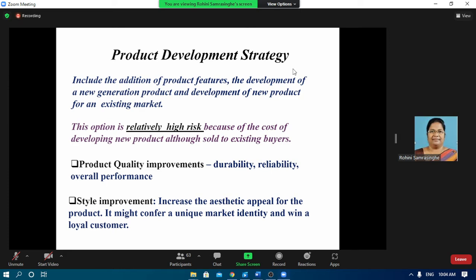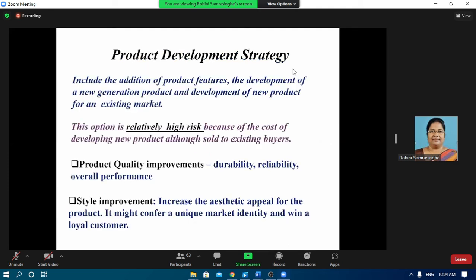They can even consider style improvement. They can think about how to increase the aesthetic appeal of the product. Then they might confer a unique market identity, and they can change the different styles. Then they can improve the styles that will be introduced under the market development strategy to win loyal customers. Because a company can also do product development through lifestyle improvement.